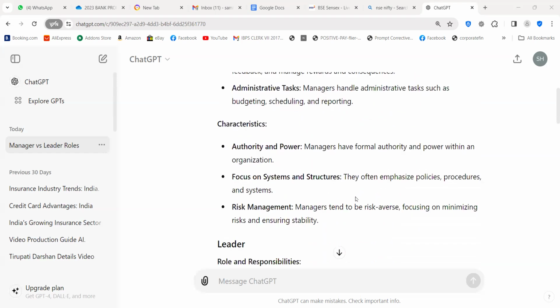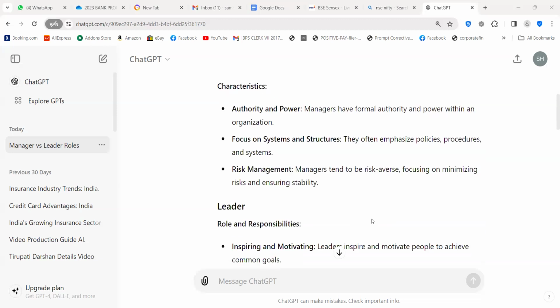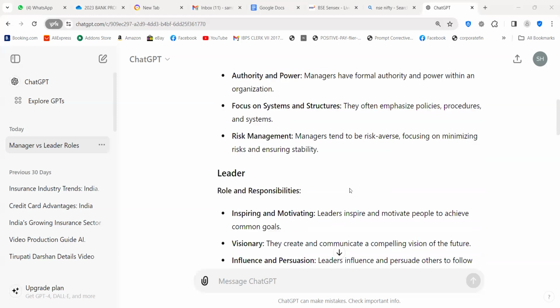Characteristics: authority and power. Managers have formal authority and power. They focus on systems and structures, and often emphasize policies, procedures, and systems. Risk management: managers tend to be risk averse, focusing on minimizing risk and ensuring stability.